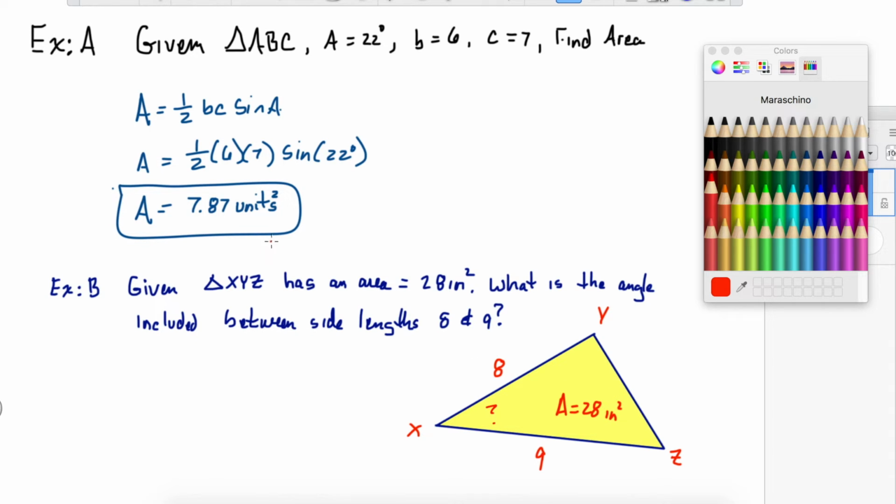Okay, so we're going to use the equation with x's and y's and z's instead. So it's going to look like this. We're going to take 1/2 of the 2 included legs. So this one's going to be y times z. And then multiply by the angle that's in between them, x.